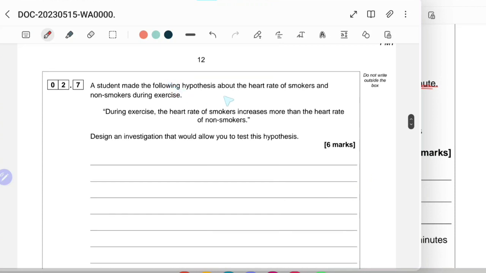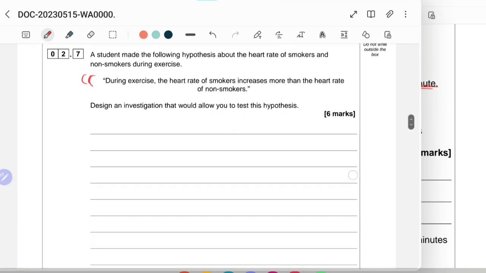A student made the following hypothesis about the heart rate of smokers and non-smokers. Now, this is what I was talking about. During the exercise, the heart rate of smokers increases more than the non-smokers. So it's a hypothesis. That is his guess. He just feels like people that are smokers, their heart rate will increase more than non-smokers. So now design an investigation that would allow you to test the hypothesis to know whether it is true or not. So this is a 6-marker question.